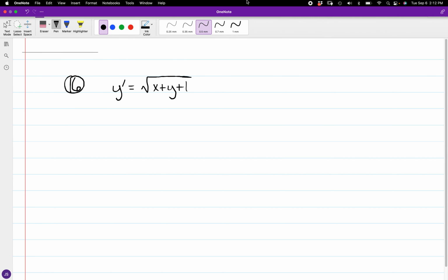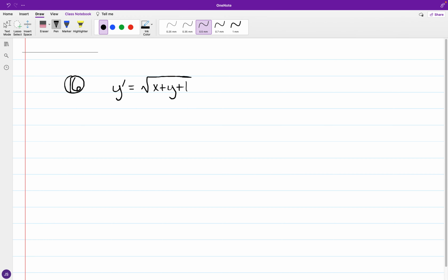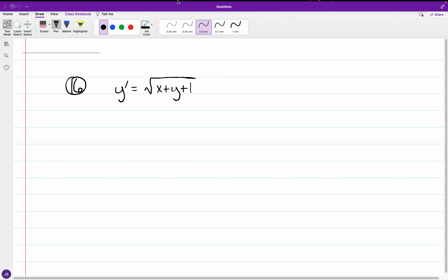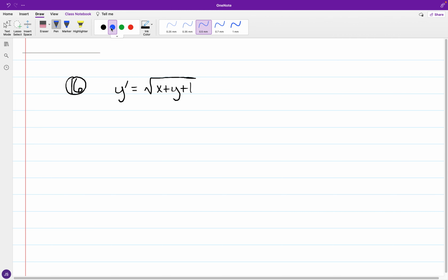Okay, for what we have in number 16, we have y prime is equal to the square root of x plus y plus 1. And now we don't have a Bernoulli equation, and we don't have a separable differential equation. And so this is a different kind of v substitution item. What we can do in the setup, first of all, we can say that v is equal to x plus y plus 1. And again, we don't have this to be a homogeneous equation either.